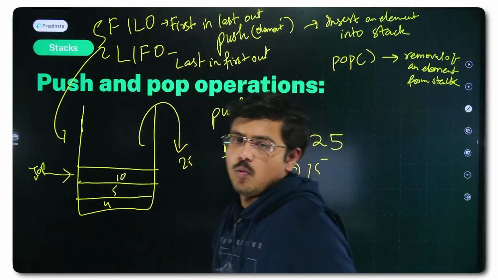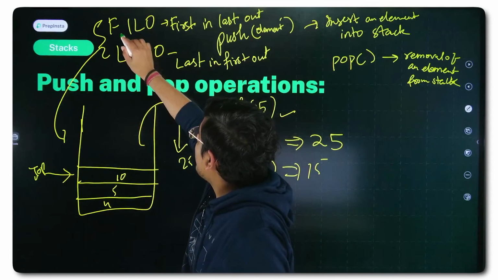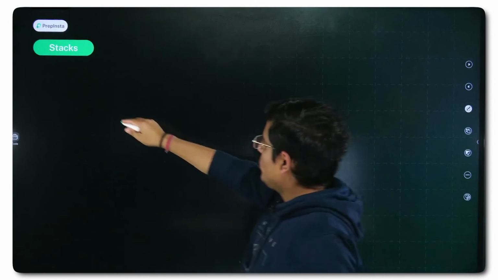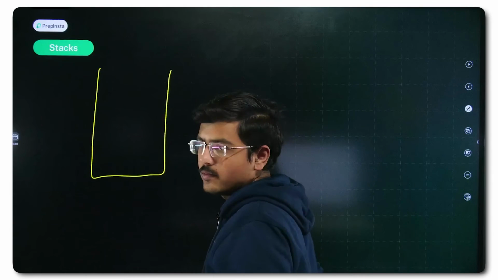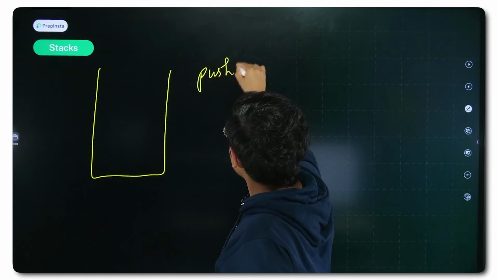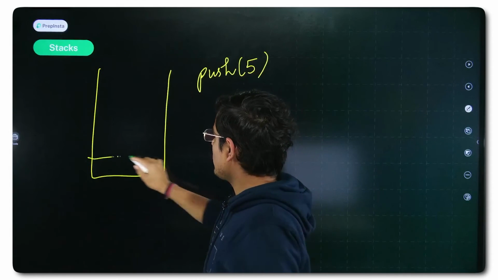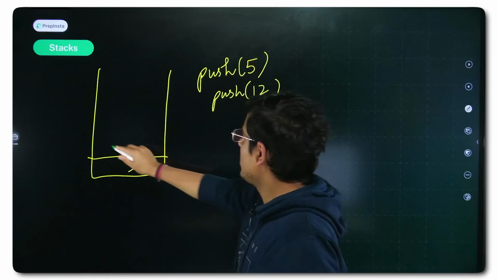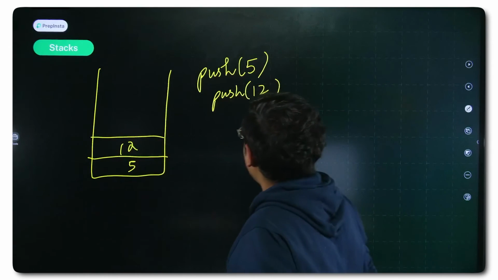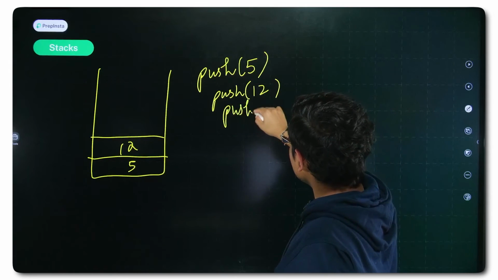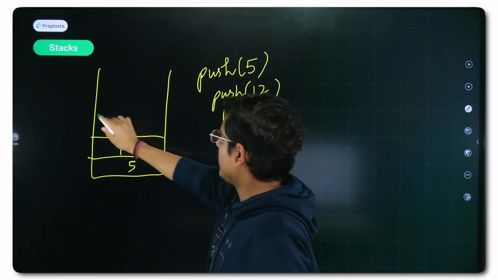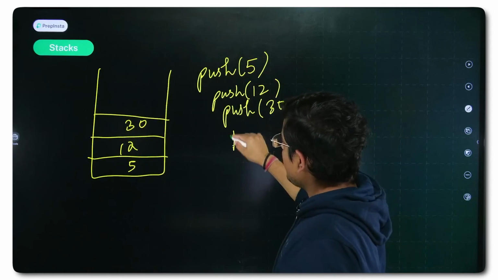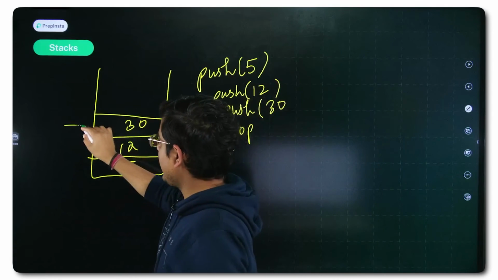So last in, first out. But how does it represent FILO, first in, last out? Let's understand that as well, fine. So if I tell you that this is an empty stack, I push 5 inside it. Then I push 12 inside it, then 12 comes here, then I push 30.